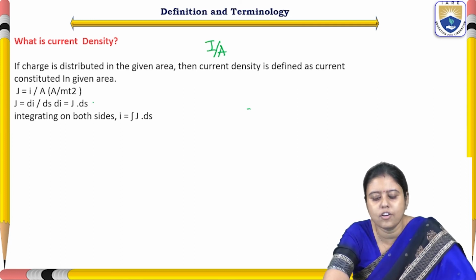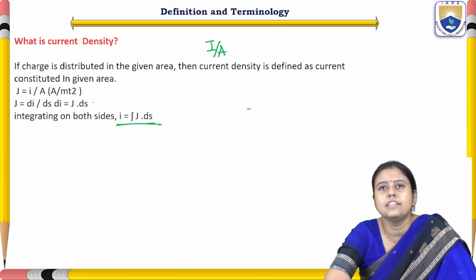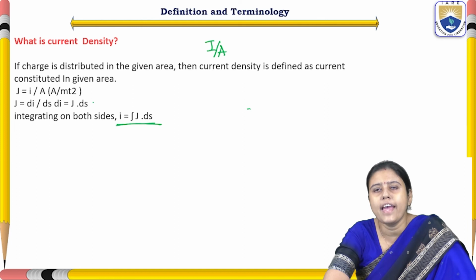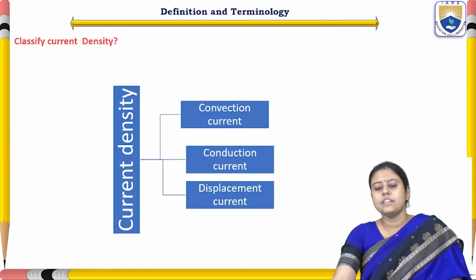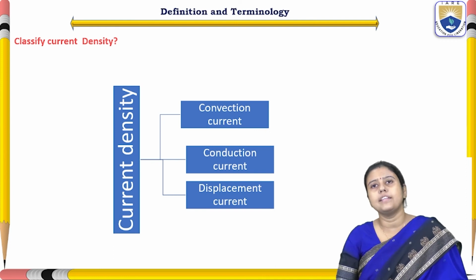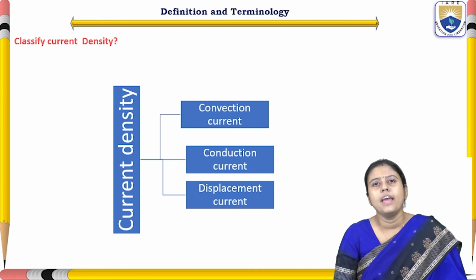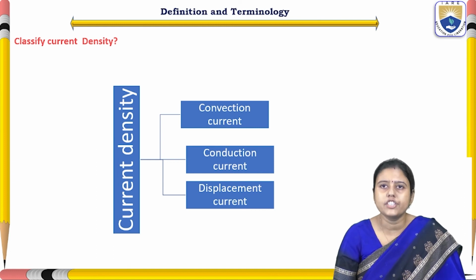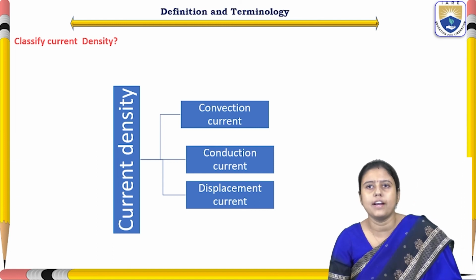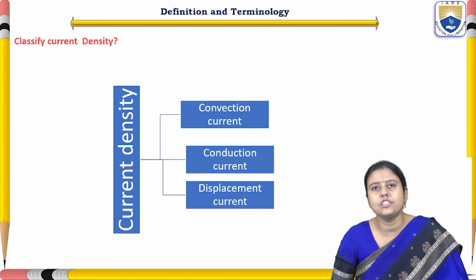So current is equal to the integration of J into dS. Now the question is to classify the current density. Current or current density can be divided into three parts. One is the convection current, one is the conduction current, one is the displacement current.